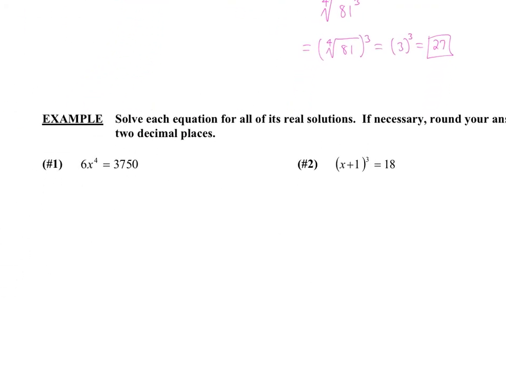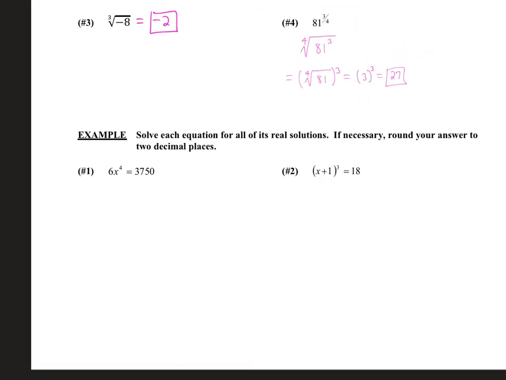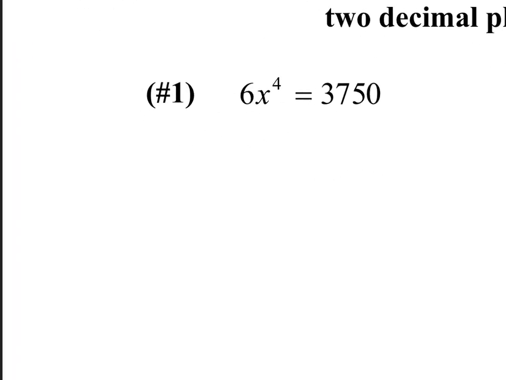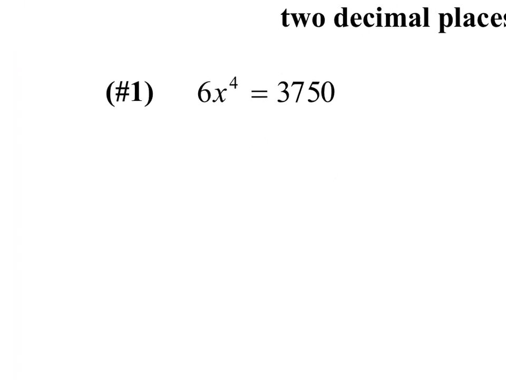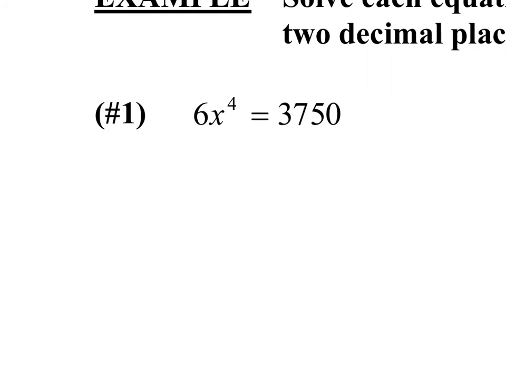Let's get to them. Solve each equation for all of its real solutions. If necessary, round your answer to 2 decimal places. Okay, so number 1, we have 6x to the 4th equals 3,750. So first things first, we need to get the x to the 4th by itself.